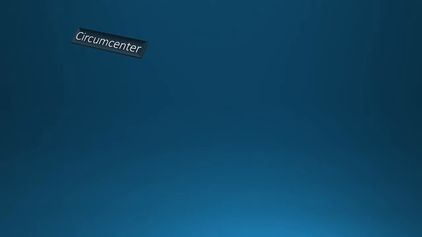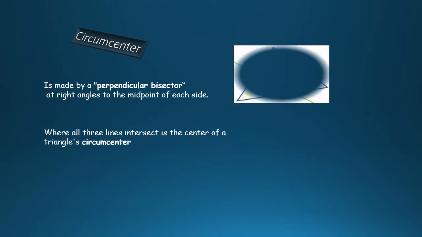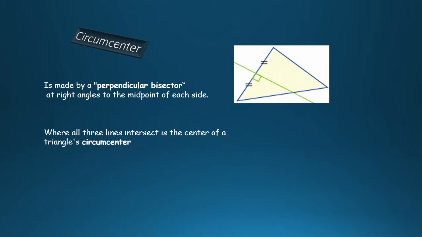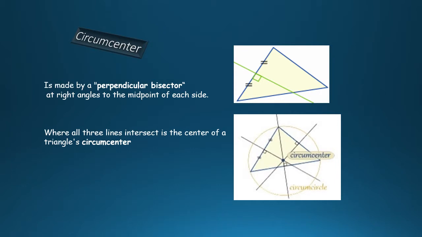Next is the circumcenter. It is made by a perpendicular bisector at right angles to the midpoint of each side. You notice this is different from an altitude because it doesn't go from a side to a vertex. It goes from the center at right angles to wherever it ends up on the other side. Where all 3 intersect is the circumcenter. And if you look carefully at the drawing, you'll see that's also the center of a circle of an inscribed triangle.